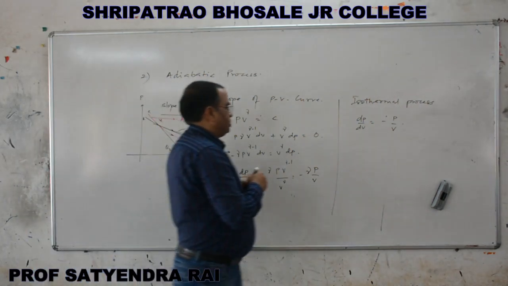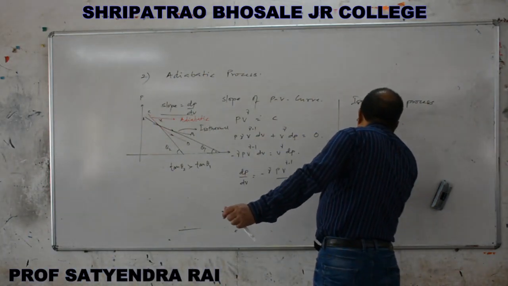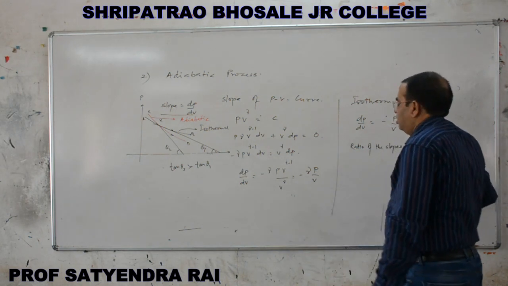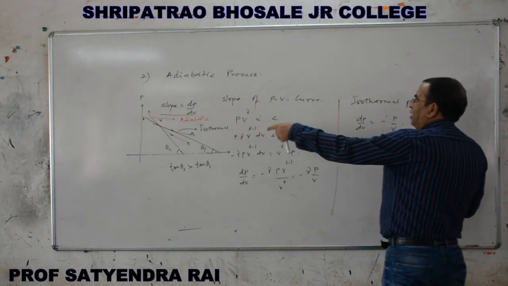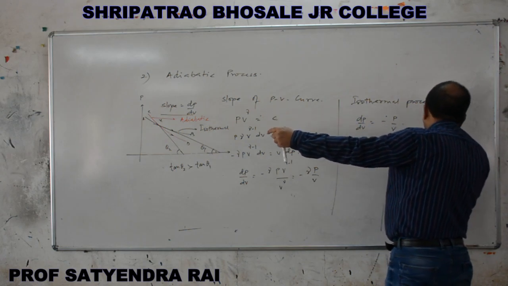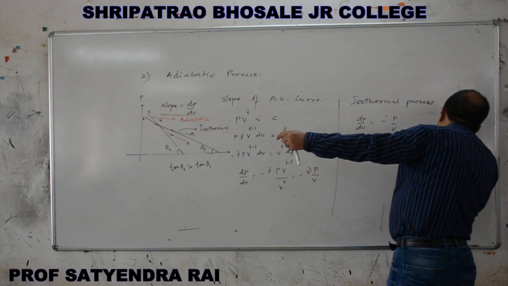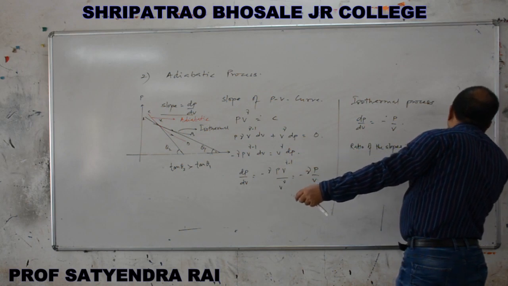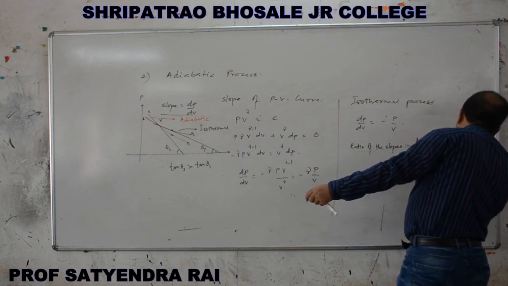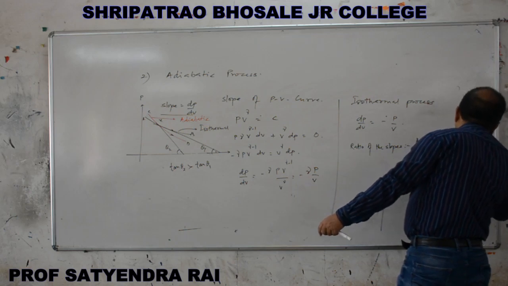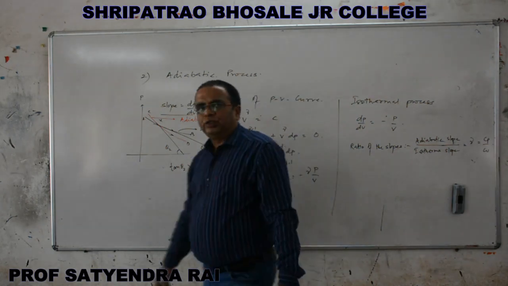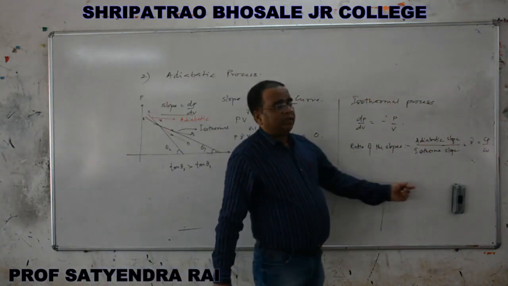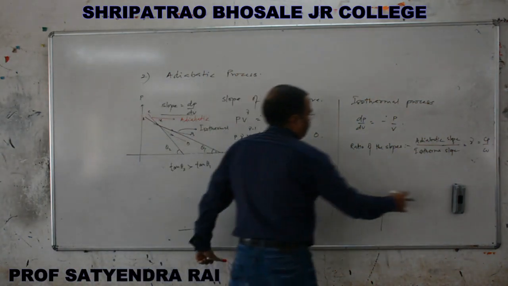And the ratio of these two slopes, the ratio of adiabatic slope to isothermal slope, yes, the ratio is gamma, which is Cp upon Cv, the Poisson's ratio. The things are very simple, but during the numericals we have to keep it at the tip of the tongue so that one can use it instantly without losing any time.